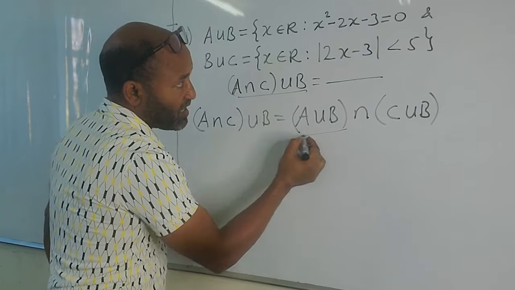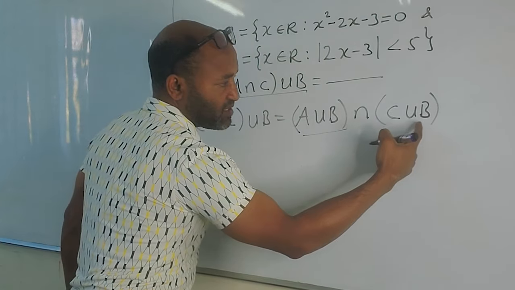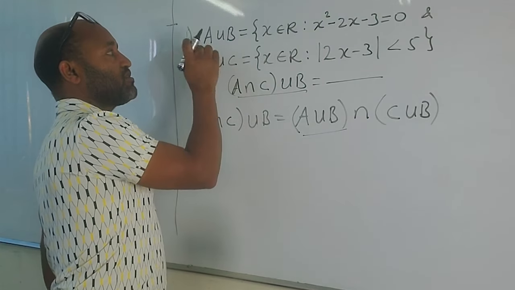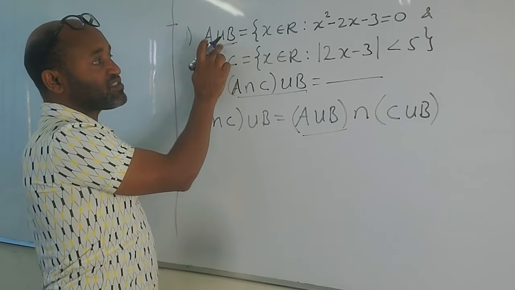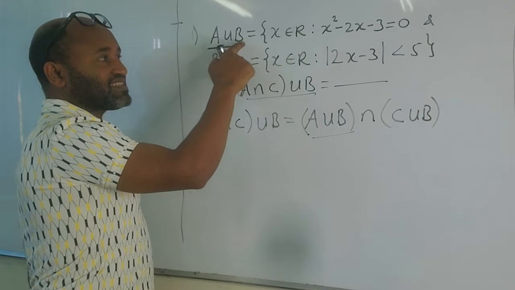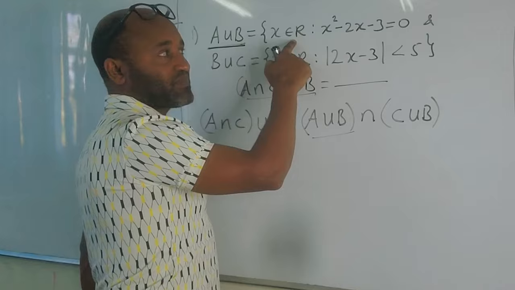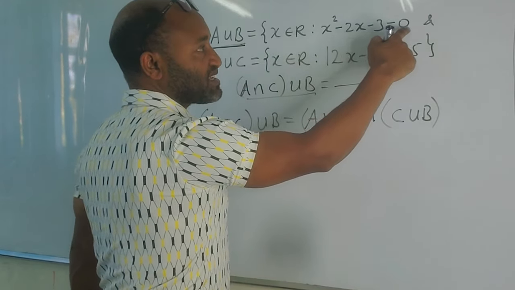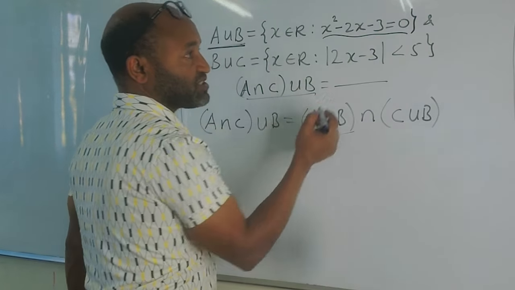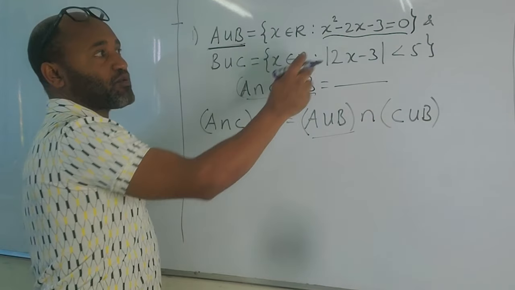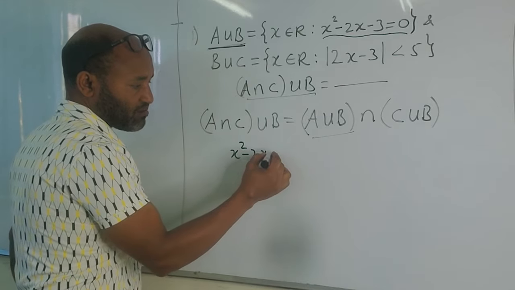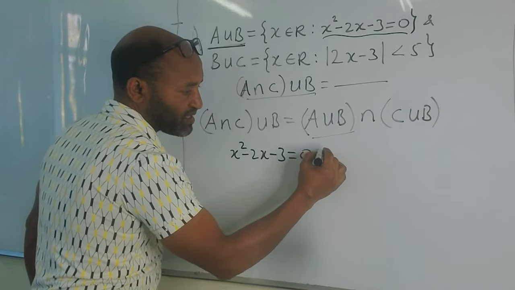So, A union B is given here, B union C, C union B, union is commutative, is here. So, we have to know the elements of these two to get the intersection. Look, A union B is the set of all x such that x squared minus 2x minus 3 is equal to 0. That's the solution of this equation are the elements of A union B. So we have to solve first this one. So x squared minus 2x minus 3 is equal to 0.